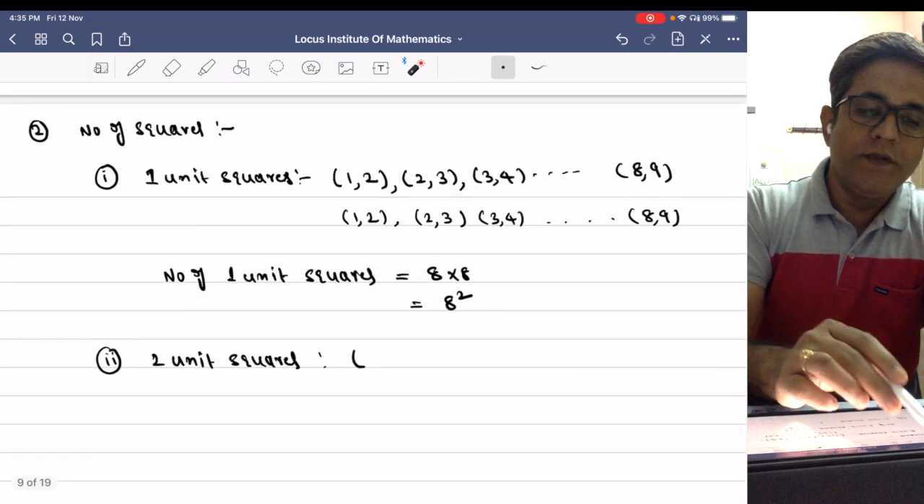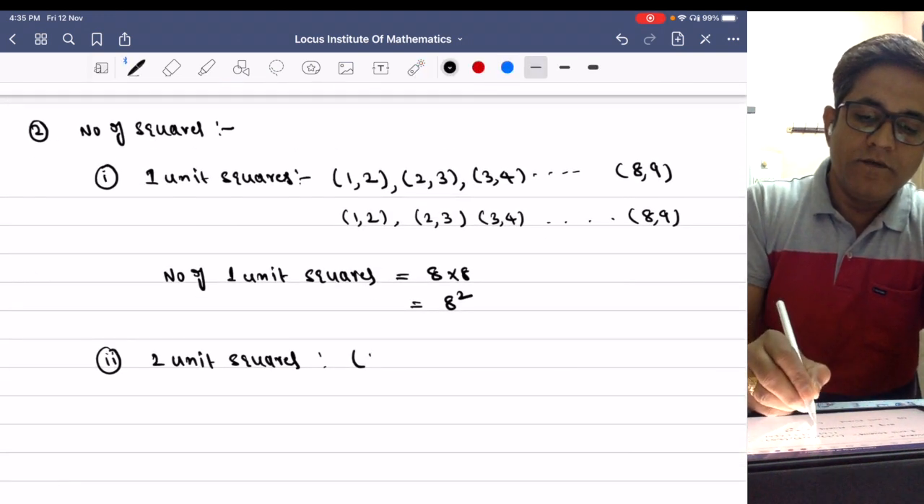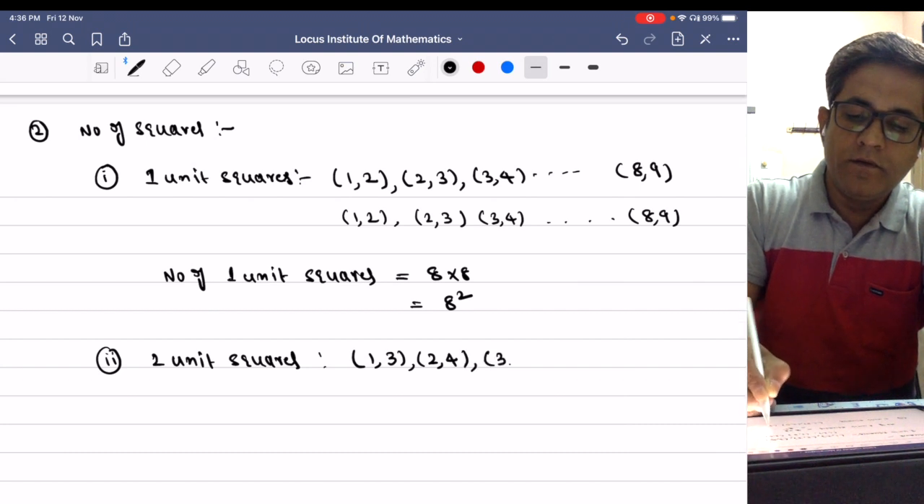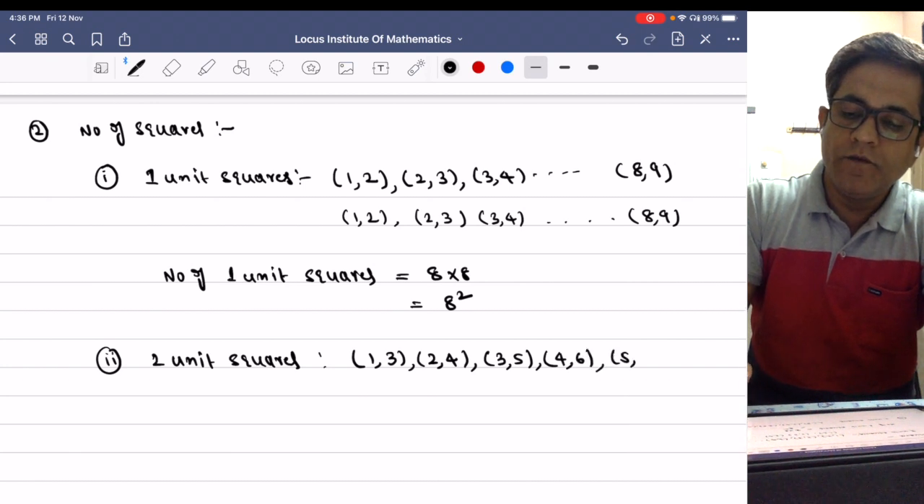So that's why you take the ordered pairs with 2 units gap, that is 1 3, 2 4, 3 5, 4 6, 5 7, 6 8, 7 9.